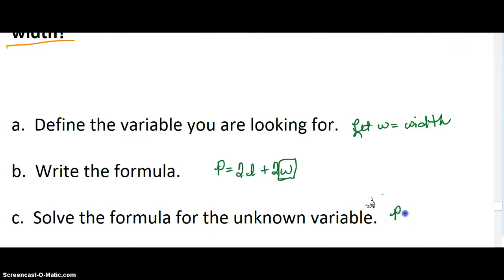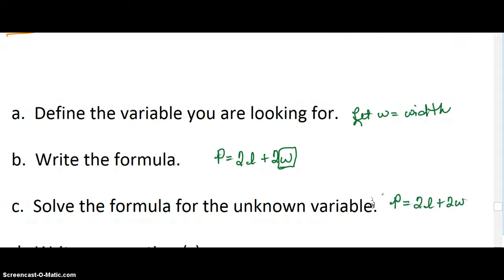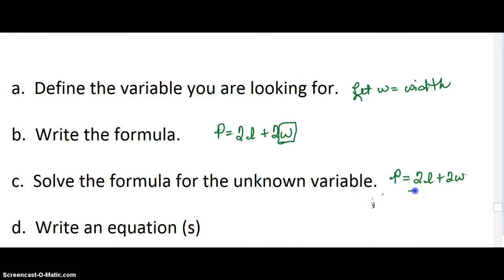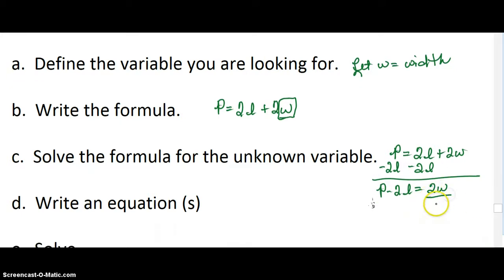So P equals 2L plus 2W. We are going to get rid of that 2L, so minus 2L from each side. P minus 2L equals 2W. I'm going to divide everything by 2. Now if you do these individually, it's going to make your formula a lot easier when you're plugging in the numbers. So this is going to be P over 2 minus L, because those 2's, 2 divided by 2 is 1.